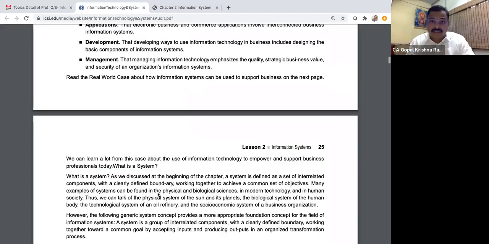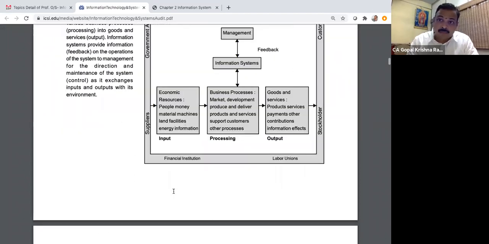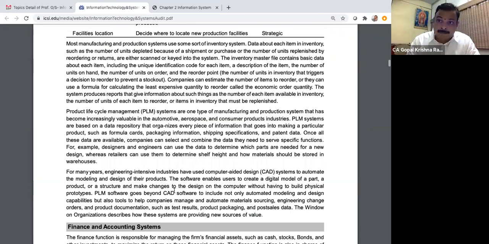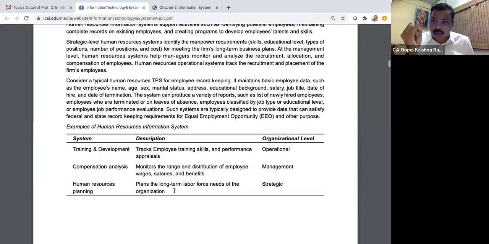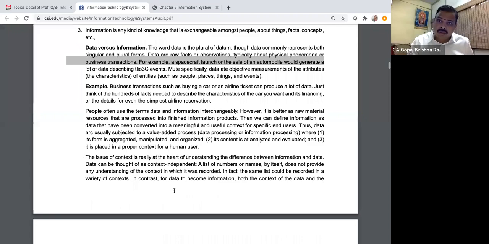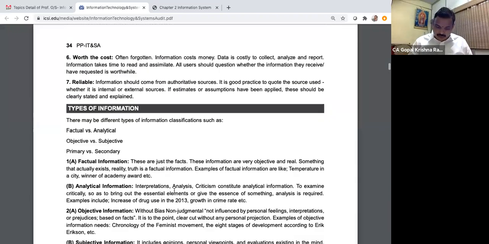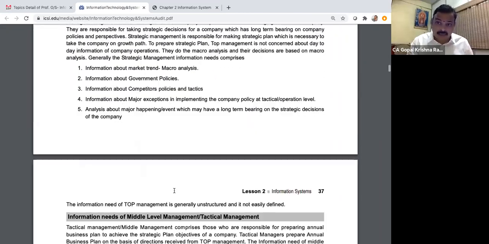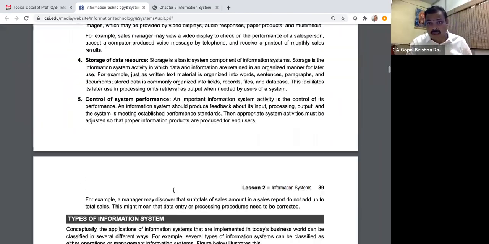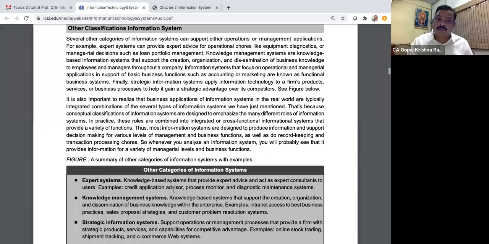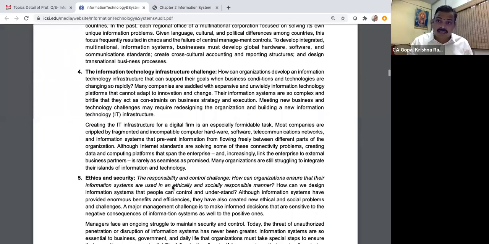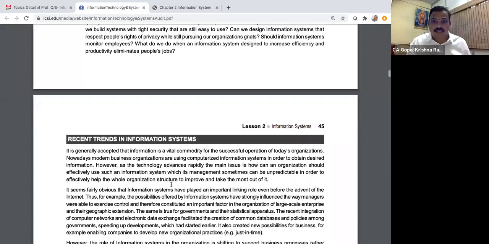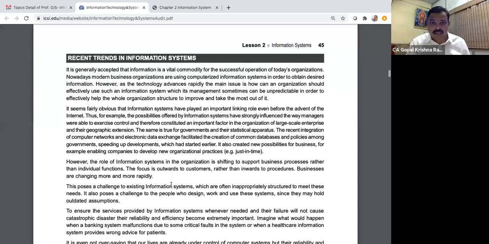So let me take you to the recent trends in information system. Okay. And this recent trends has four parts again. They discuss cloud computing, mobile application, and analytics, what is business analytics, and the use of agile technology. And some of the questions they have been asking: discuss any two recent trends in information system.